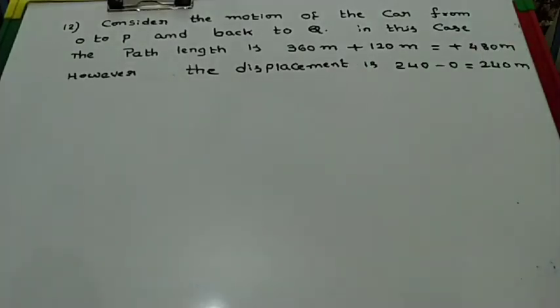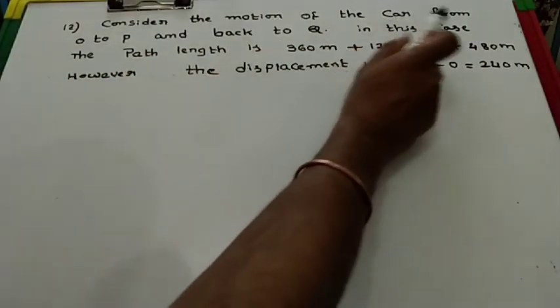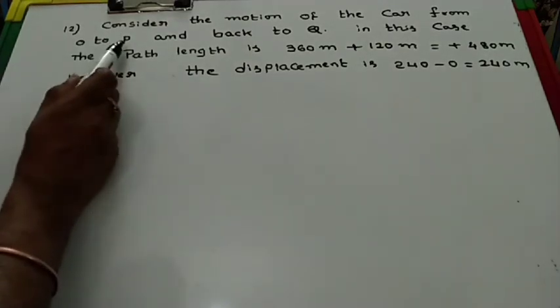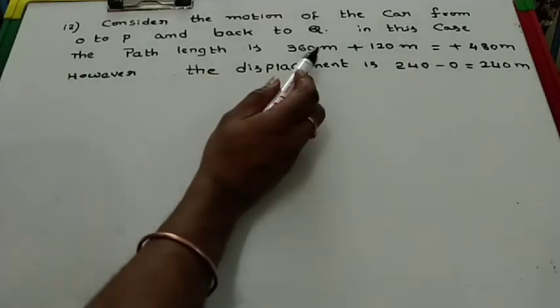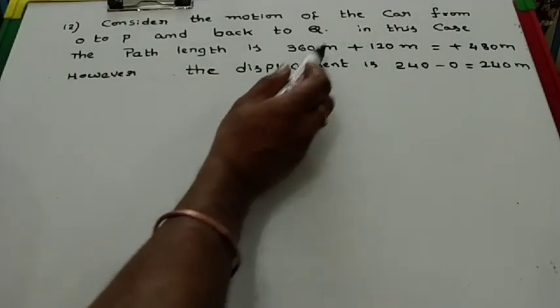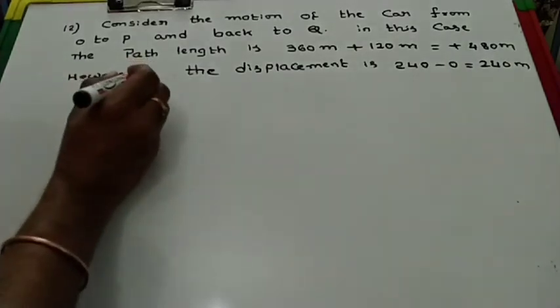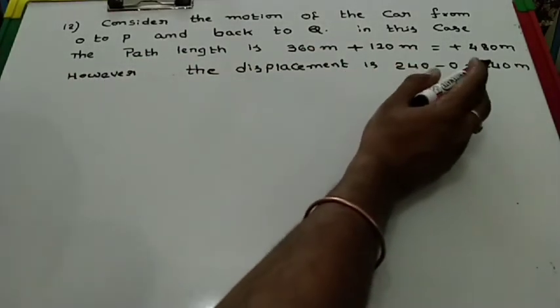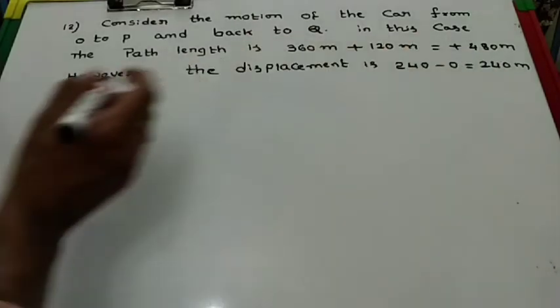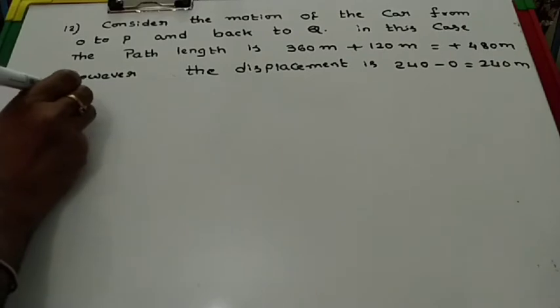Once again I am repeating the point. Consider the motion of the car from O to P and back to Q. In this case, the path length is 360 plus 120 gives 480 meters. However, the displacement is 240 minus 0, that is equal to 240 meters. Now, point number 13.